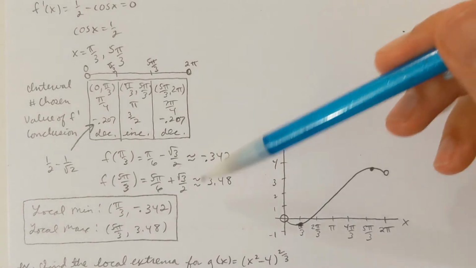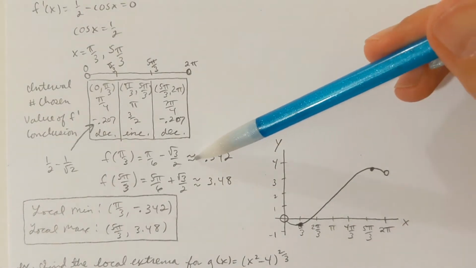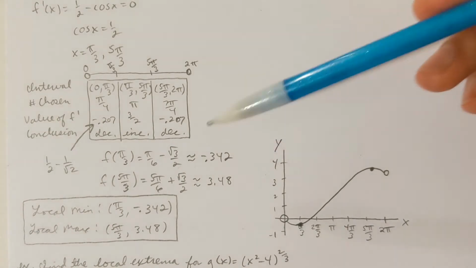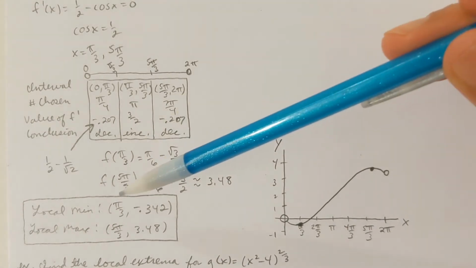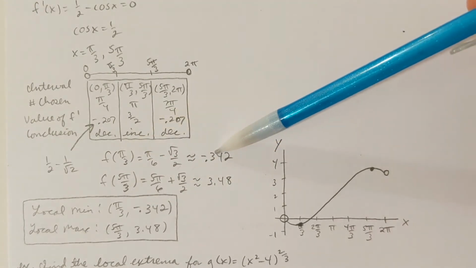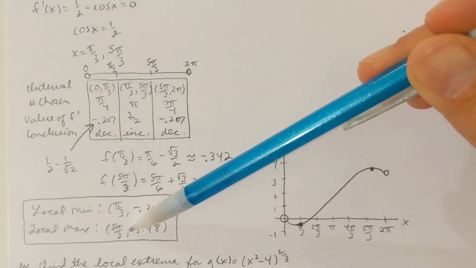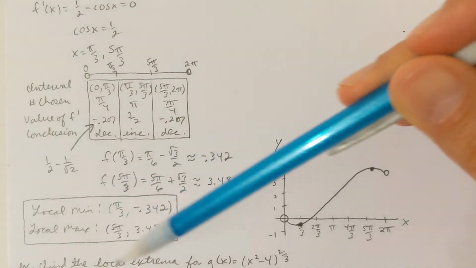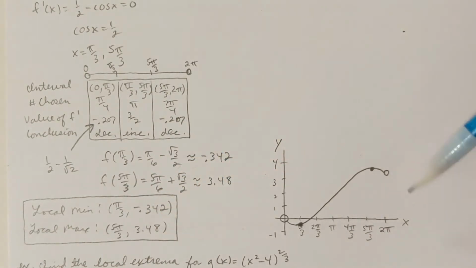I'm not super picky about the rounding, but of course make sure that you're still using the approximation sign since there is rounding. Alright, we're going to have a local min at pi over 3, negative 0.342, and then a local max at 5 pi over 3, 3.48. Go ahead and circle that, that would be the answer there.